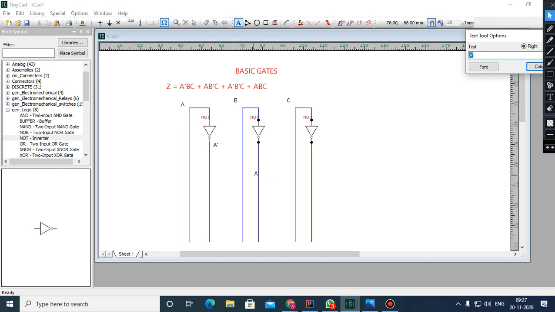Here I'm not telling what is coming, I'm just telling you that if A is coming along this wire, then definitely A complement is coming along this wire, because we are using a NOT gate. And what NOT does, it does the complement. In a similar way, if B is coming along this wire, then definitely B complement is coming along this wire. And if C is coming along this wire, then definitely C complement is coming along this wire. If you have any issue, then please tell.